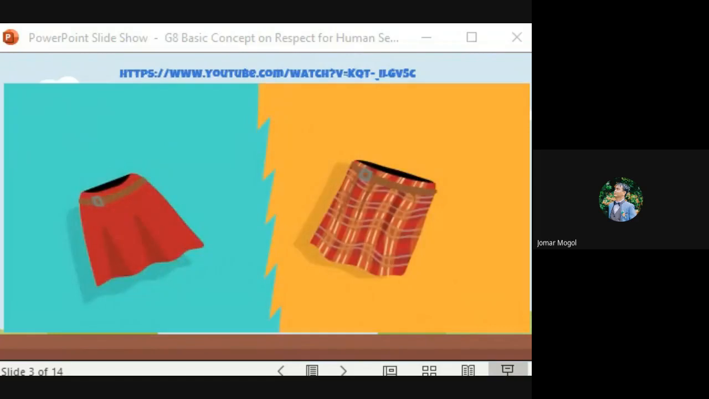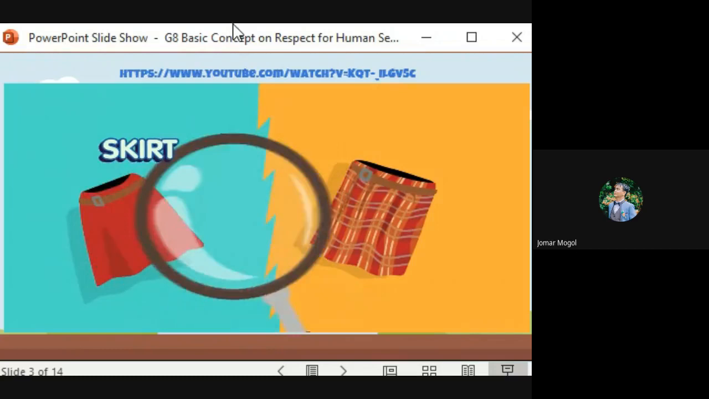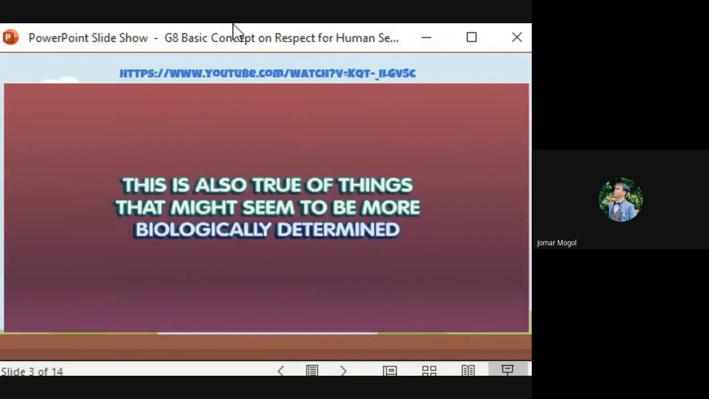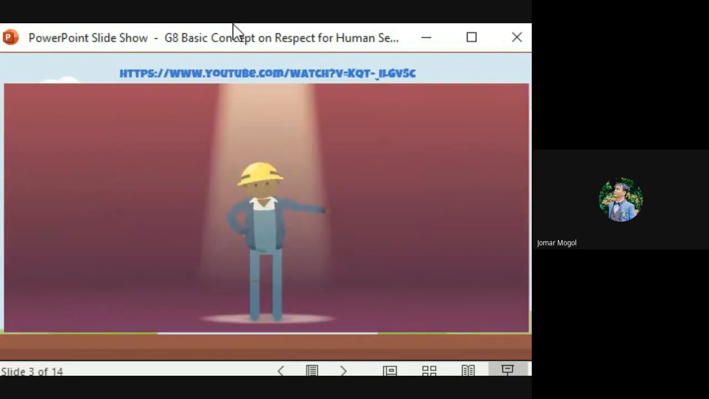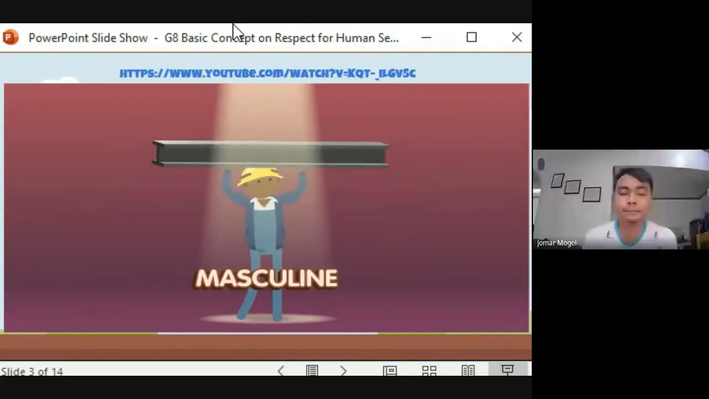Because, for example, you'd be pretty hard-pressed to explain the objective difference between a skirt and a kilt, except to say that wearing one is feminine and wearing the other is masculine. And this is also true of things that might seem to be more biologically determined. For example, physical labor like construction has typically been understood as masculine, and there might seem to be an underlying biological explanation for that, because on average, men do tend to be bigger and have more muscle mass than women.